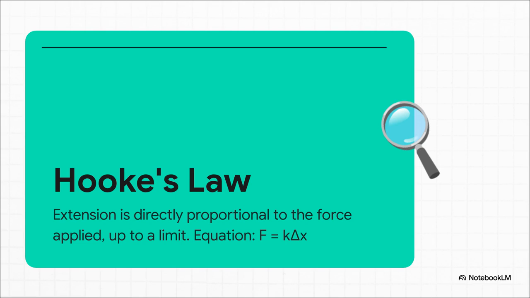It just says that, up to a certain point, the amount it stretches is directly proportional to the force you apply. Double the force, you get double the stretch. In the equation, K is what we call the spring constant. A really big K means you have a super stiff spring, like in a car's suspension. A tiny K means you have a loosey-goosey spring, like the one in a ballpoint pen.